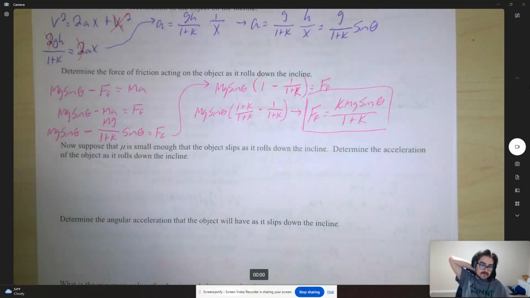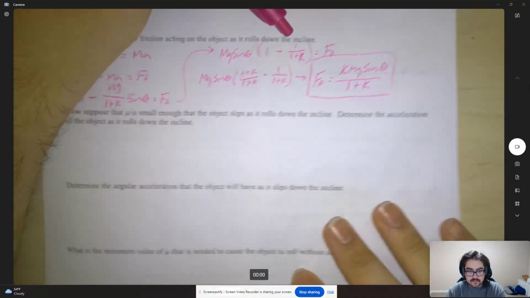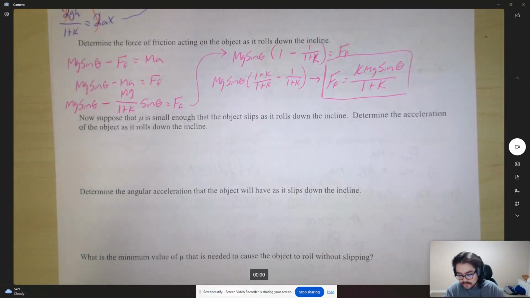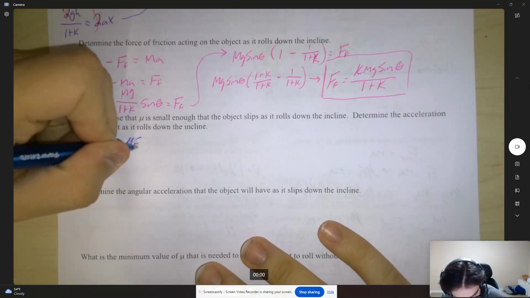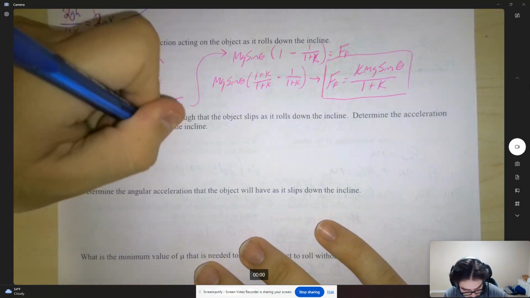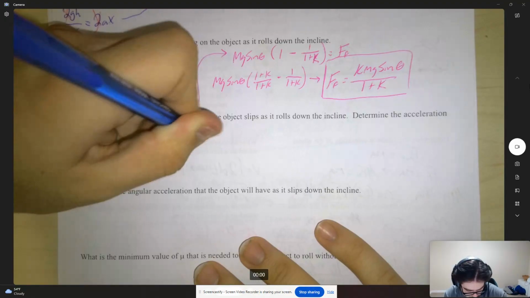Now suppose that mu is small enough so the object slips as it rolls down the incline. Now we can use some of our other equations. For example, I can use the force of friction is equal to mu F sub n, and F sub n is mg cosine theta, so friction is mu mg cosine theta.